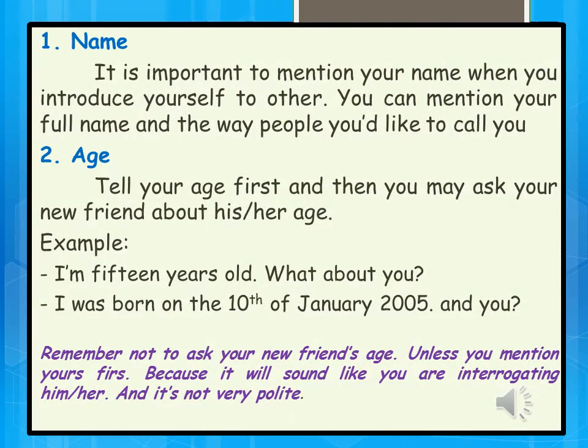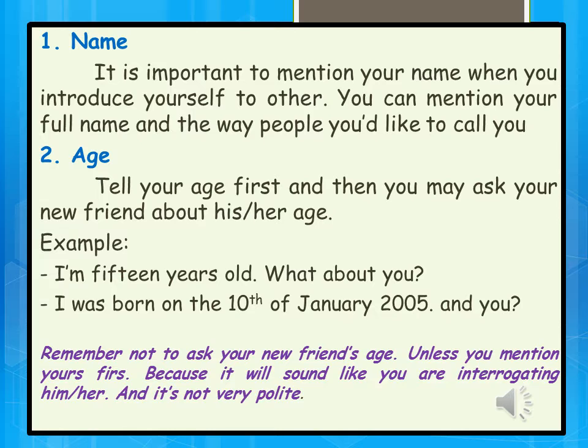First, his name. It is important to mention the name. When you introduce yourself, you can mention your full name and the way you'd like people to call you. The second, his age. Tell your age and then you may ask your new friend about his or her age.